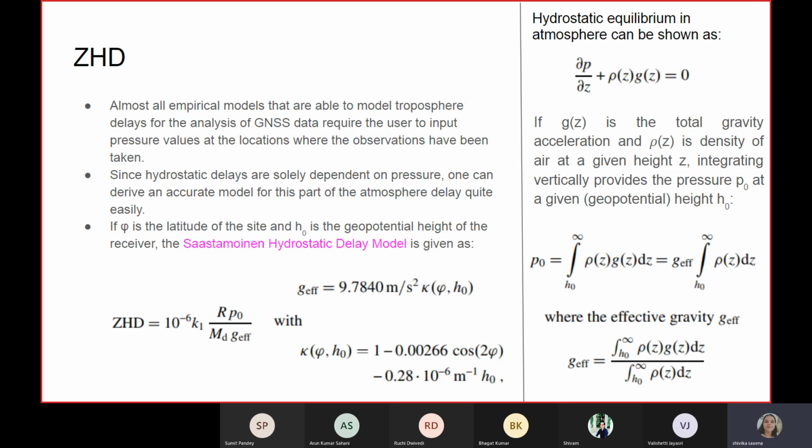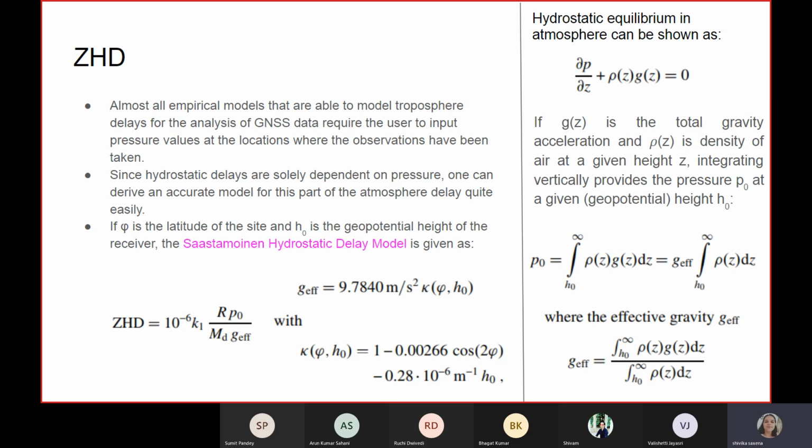This is one of the empirical models that we are talking of. You can see the equations below. ZHD is given by this, where the effective gravity value G is a function of latitude and height, as we have seen, gravity as a function of height. And there is a coefficient kappa, which is a function of phi and h0. It is again a function of the latitude of the place and the geopotential height of the receiver.